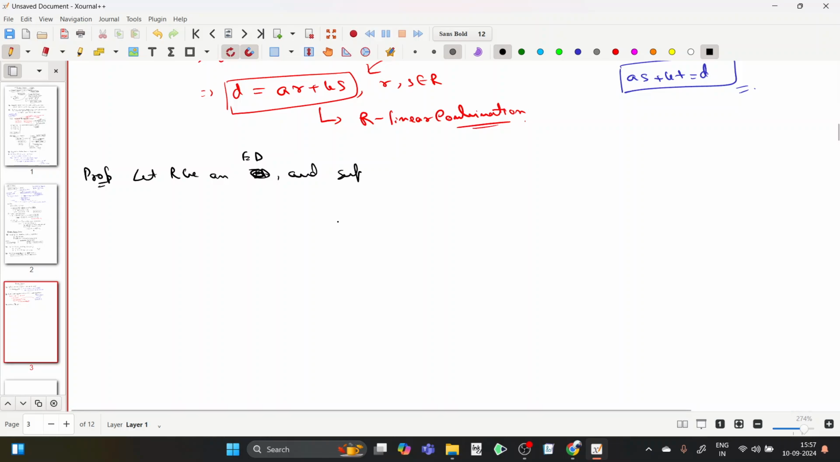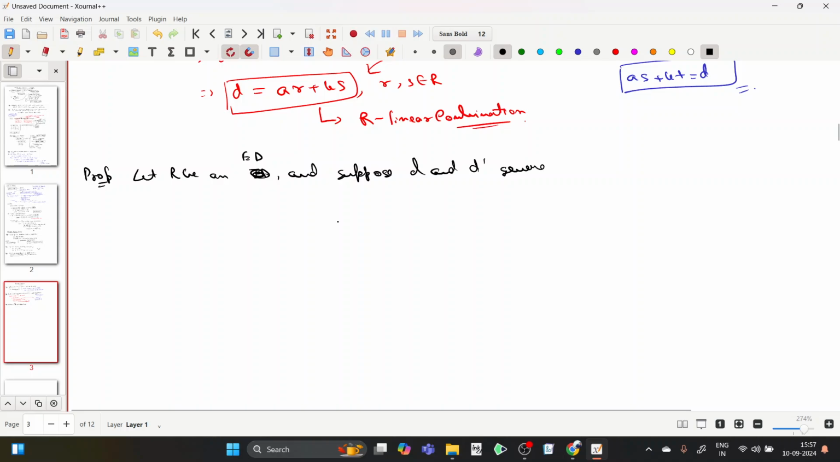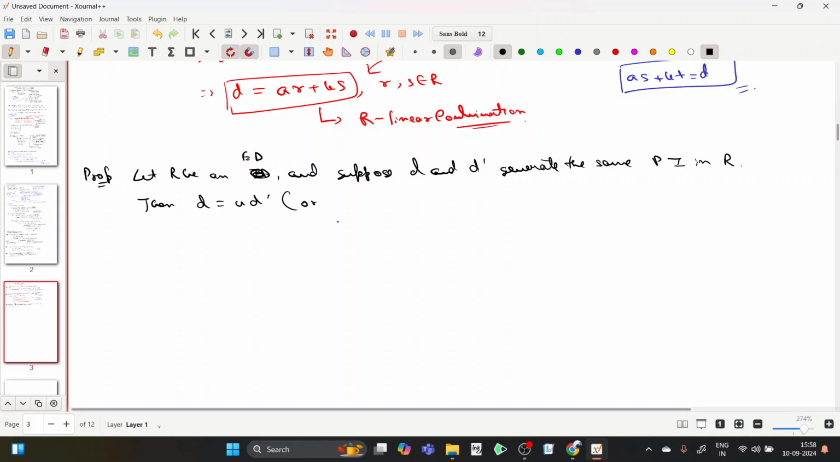And suppose D and D dash generate the same principal ideal in R. Okay. Then D is equal to U times D dash, or you can say D dash is equal to U times D, whatever you feel like. That is, D is a unit multiple of D dash. Such elements are called associates.